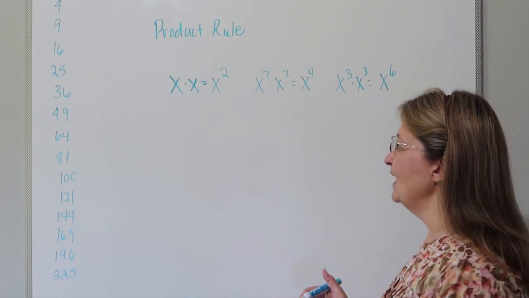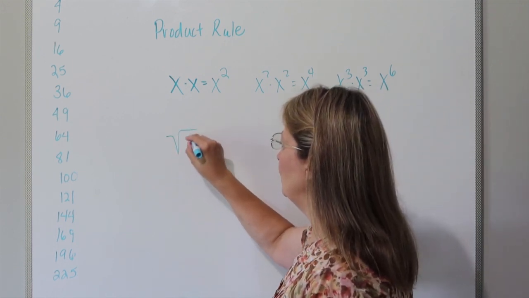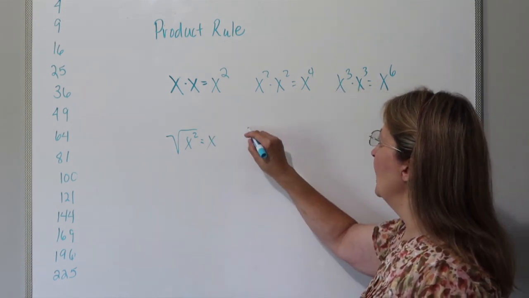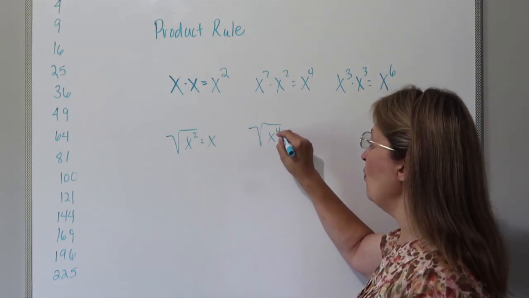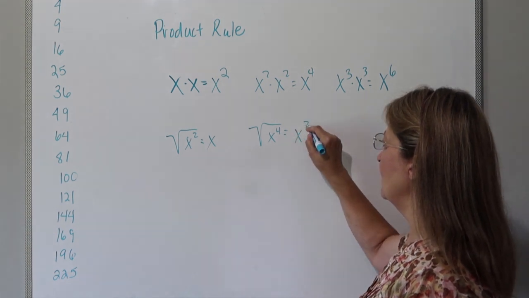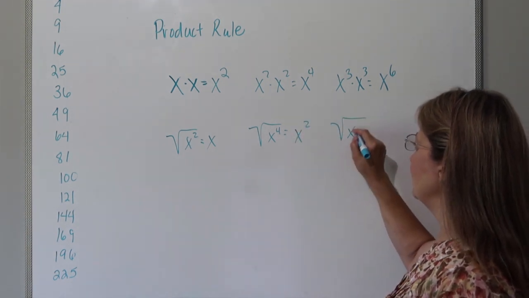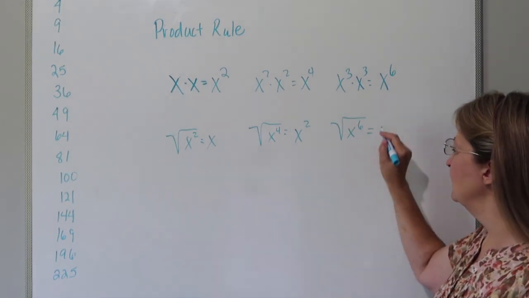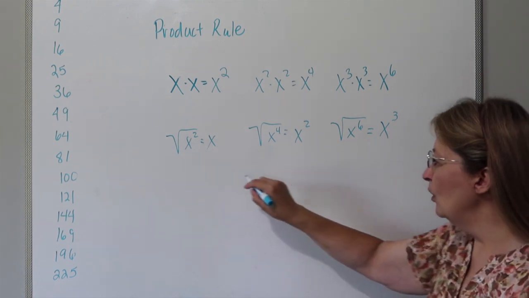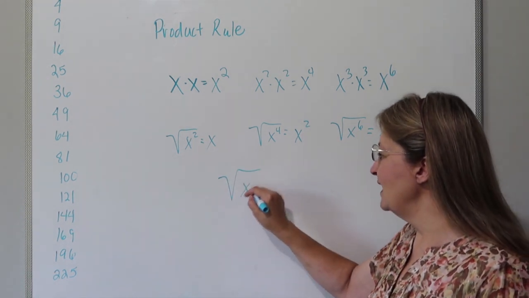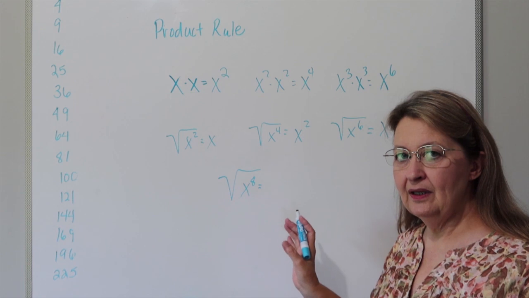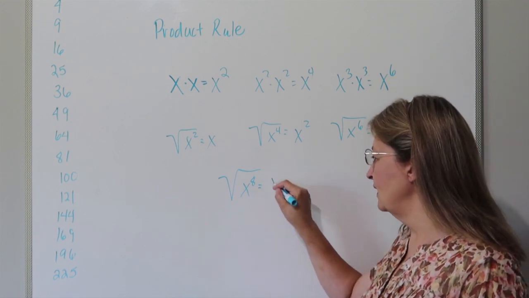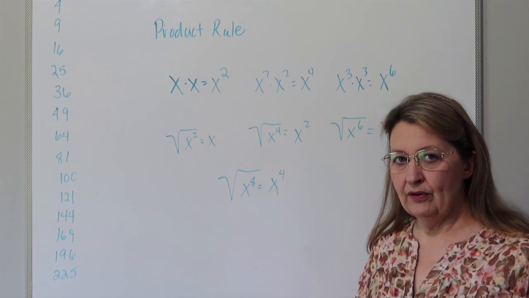So when we're taking the square roots of things, we're undoing that. So the square root of x squared is x. And the square root of x to the 4th is x squared. And the square root of x to the 6th, what did I multiply times itself to get x to the 6th? It is x to the 3rd. What about the square root of x to the 8th? What's that going to be? Well, what two numbers that are the same do you add together to get 8? It's going to be x to the 4th.